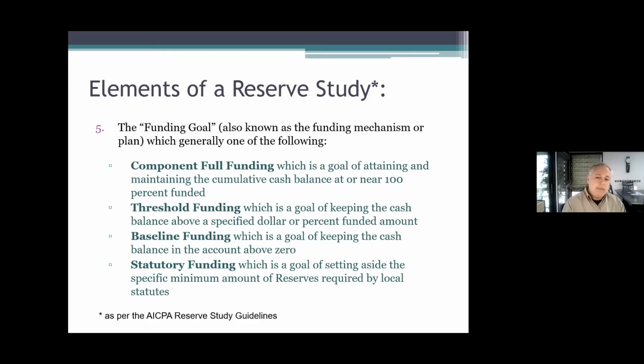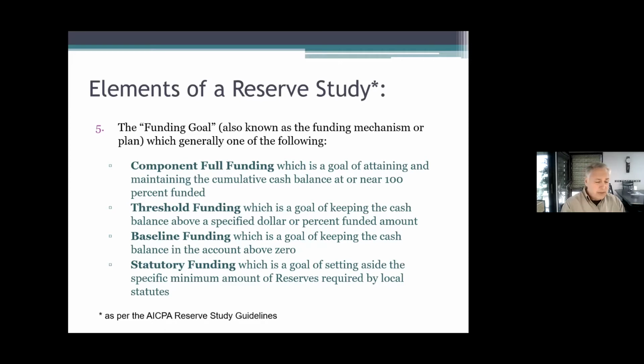But most times it's some version of the following: threshold funding or baseline funding, which are very related to each other. Threshold funding just says, okay, here's what we anticipate spending over the next 20 years. And we're going to make sure that in any given year, after we've spent money on these projects, we're still going to have a balance, a contingency, if you will, a threshold value. And we're never going to let that go below that threshold amount.